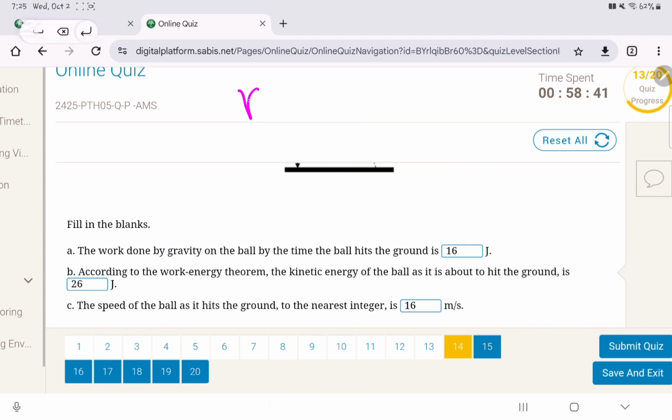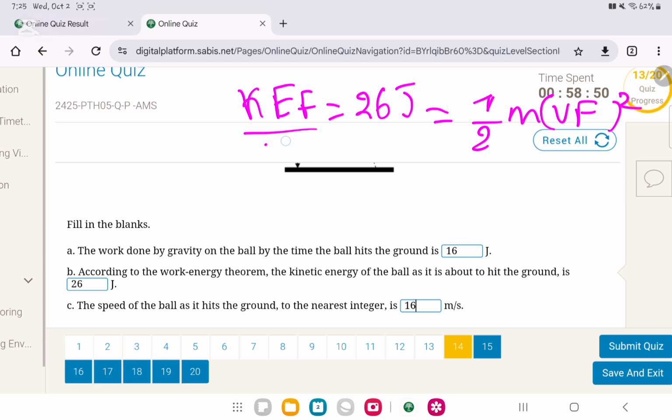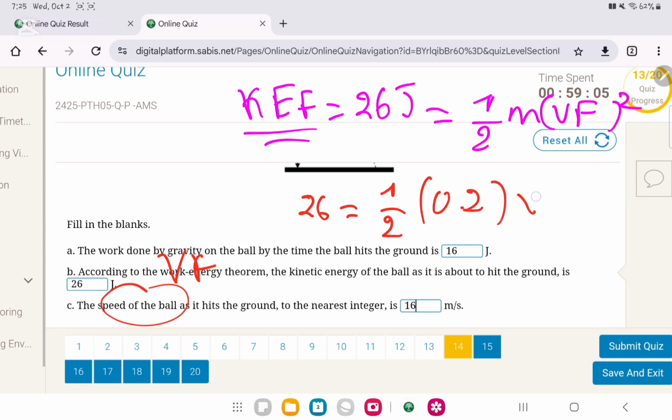Again, I'll repeat, we have the kinetic energy final, which is 26 joules. We know the rule for kinetic energy final is 1 over 2 m v final squared, and we need to find the final velocity. To do that, 26 is equal to 1 over 2 times the mass, which is 0.2, times velocity final squared. Then, after solving it, you get that velocity final is approximately 16.